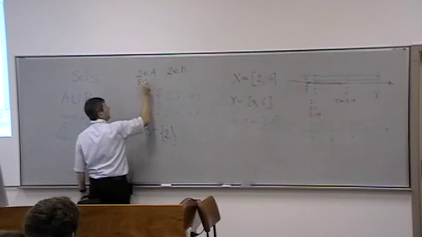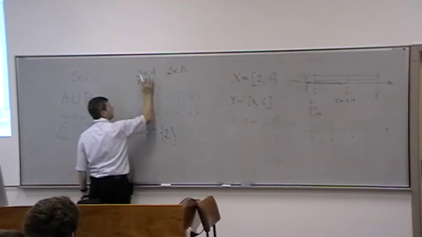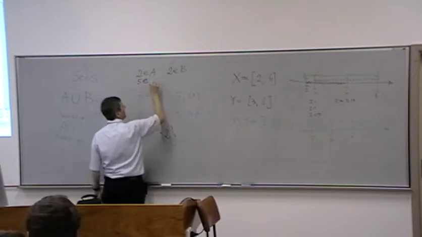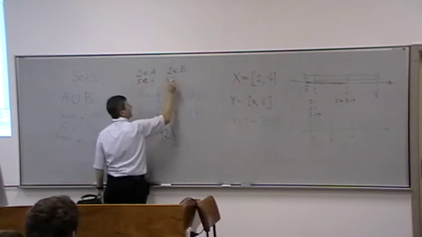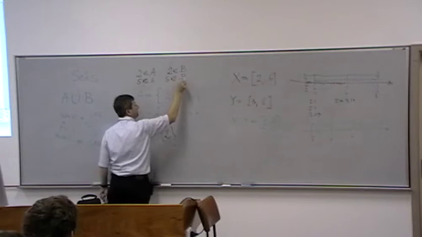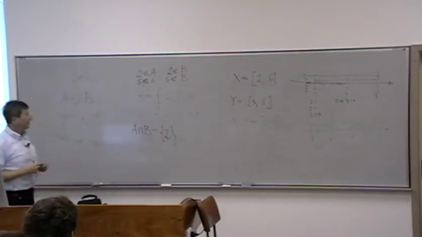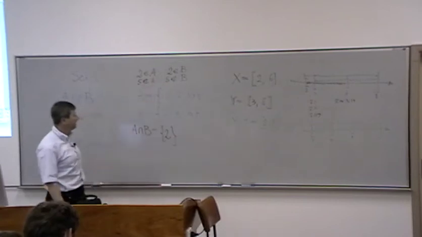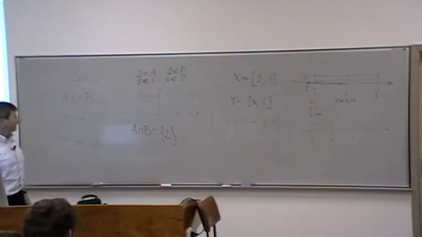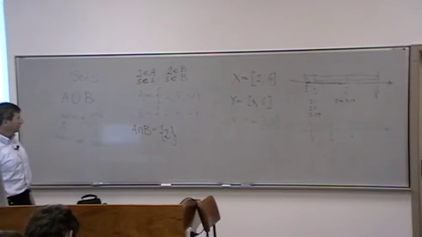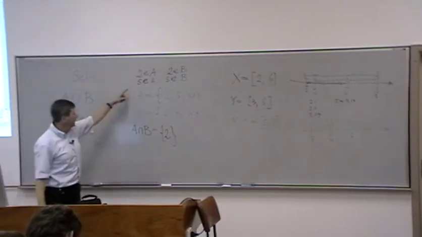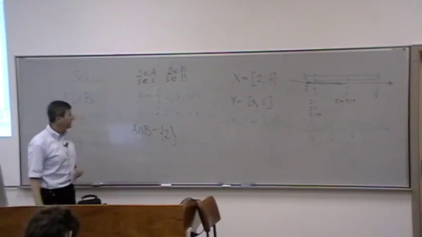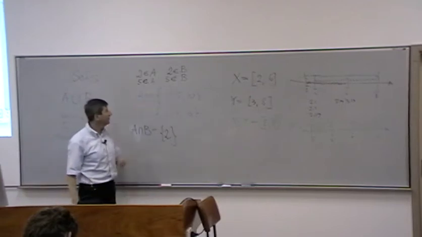5 is an element of A, and 5 is not an element of B. So we can also use this notation, crossing the element sign, to denote that 5 is not an element of B, and therefore 5 is not an element in the intersection because it's not an element of B.